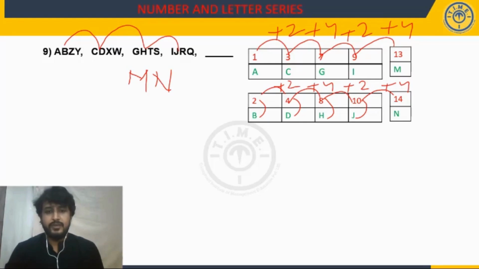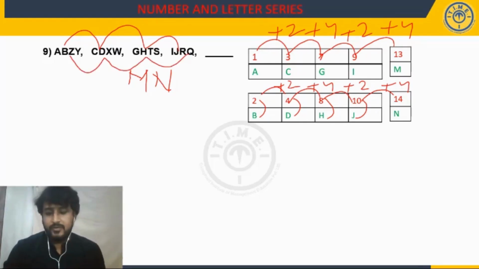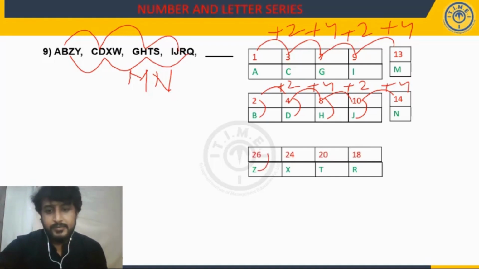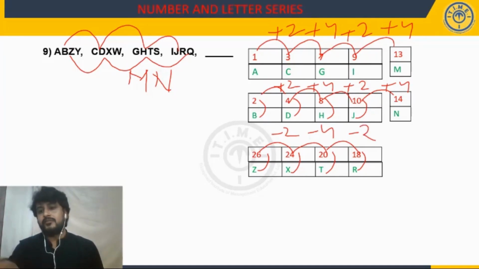Now fine. Go ahead with the third letters. What are the third set of letters? Z, X, T, R. Now the letters are in decreasing order. Z, X, T, R. Z's place value 26, X 24, T 20, R 18. And what is the logic here? 26 and 24 minus 2. 24, 20 minus 4. 20, 18 minus 2. So minus 2, minus 4, minus 2.